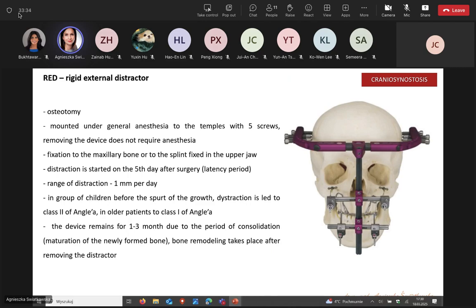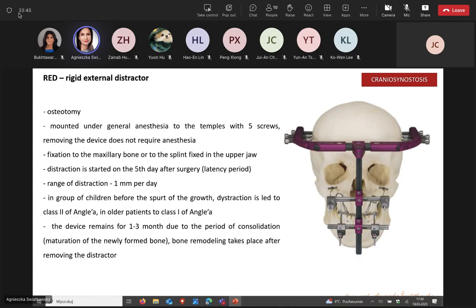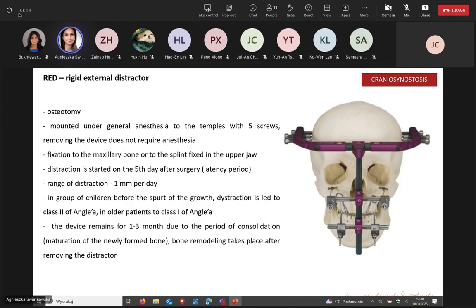Bone remodeling takes place after removing the distractor. So it's the same method of working as with a different kind of distractor, the intraoral distractors. In the same way Hyrax also works. These appliances work like distractors.